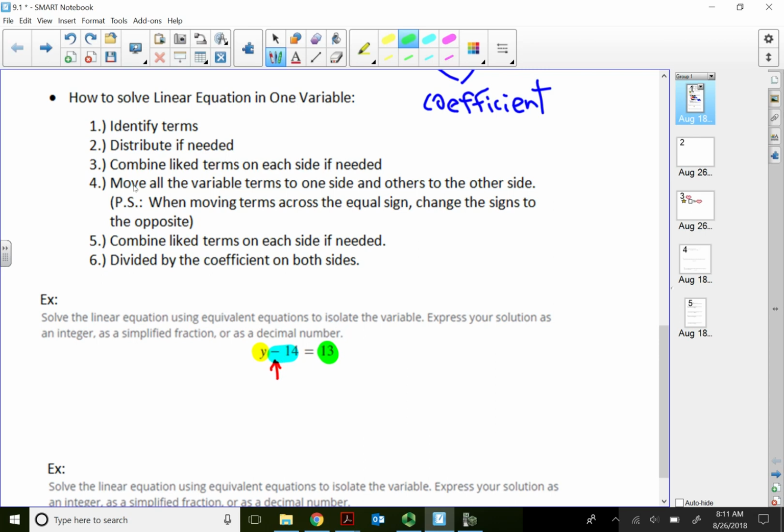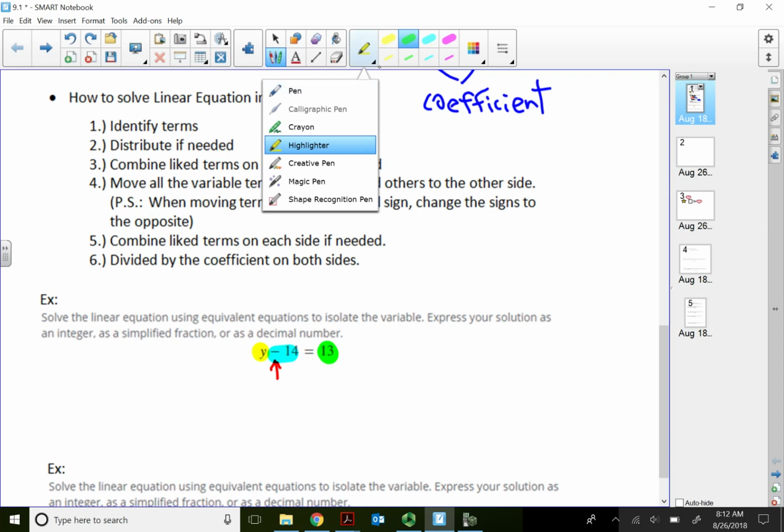So let's do step number four. We're going to move all the variable terms to one side and other terms to the other side. We just got to move terms. It's just when we're moving terms across the equal sign, we got to change the sign to the opposite one. So before you can move anybody, find your variable term. So my variable term is y.